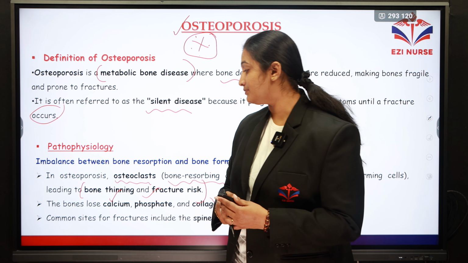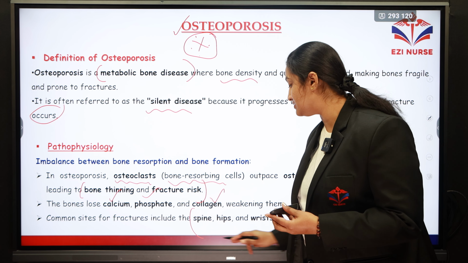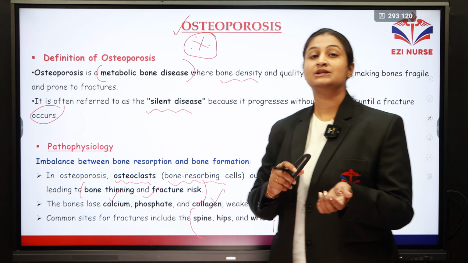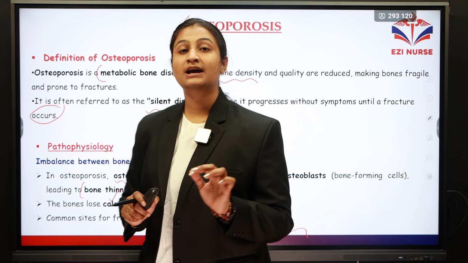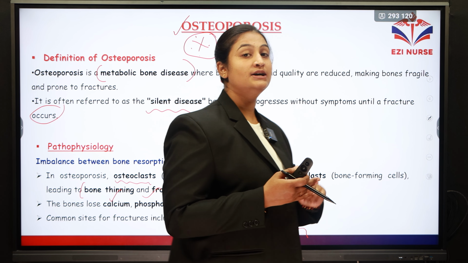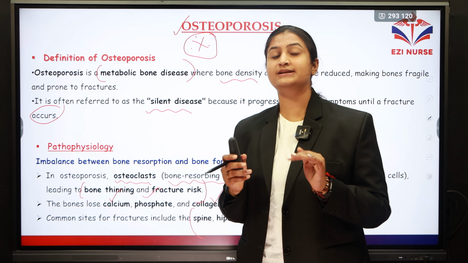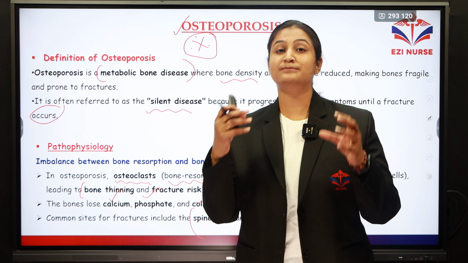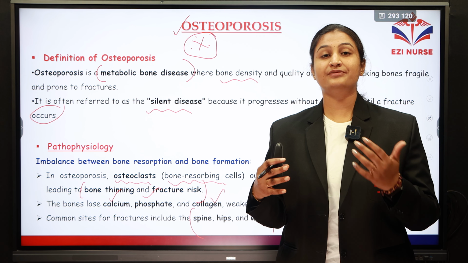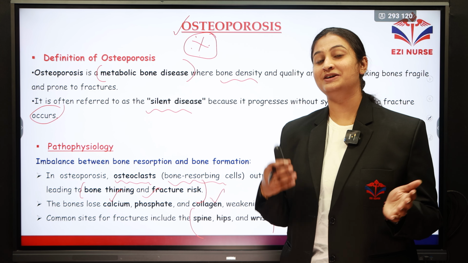Coming to your third point, there are common sites of fracture, including your spine, hips and wrist. There are some regions which get this osteoporosis. So that is your spine, hip and wrist. Remember that, connect it with some stories, remember it with some mnemonics that make you feel, okay, I will remember this in the exam. That way you are going to relate it.